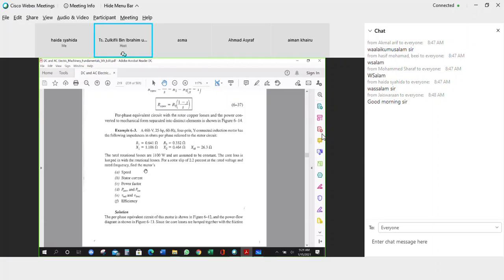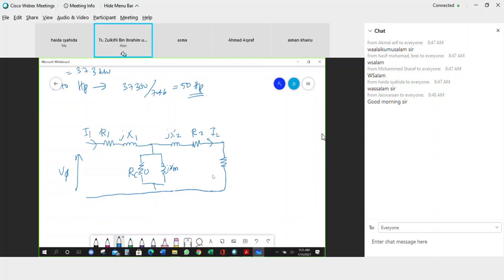Now, they do not ask you to find the synchronous speed. They ask you, at this 2.2% slip at the rated voltage, to find the motor speed, meaning the rotor speed. So this is the equivalent circuit.